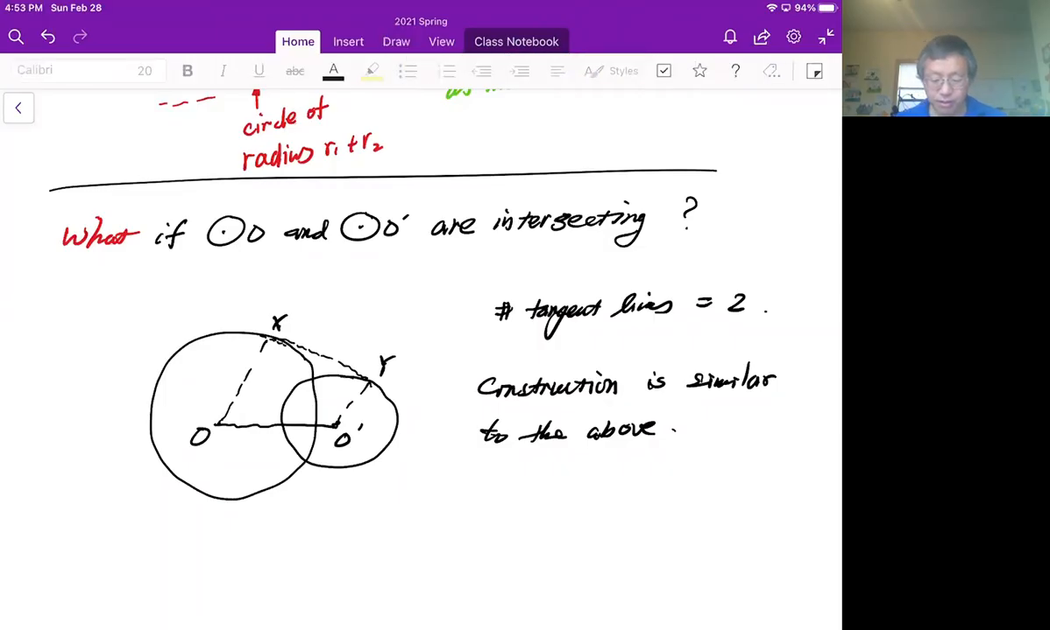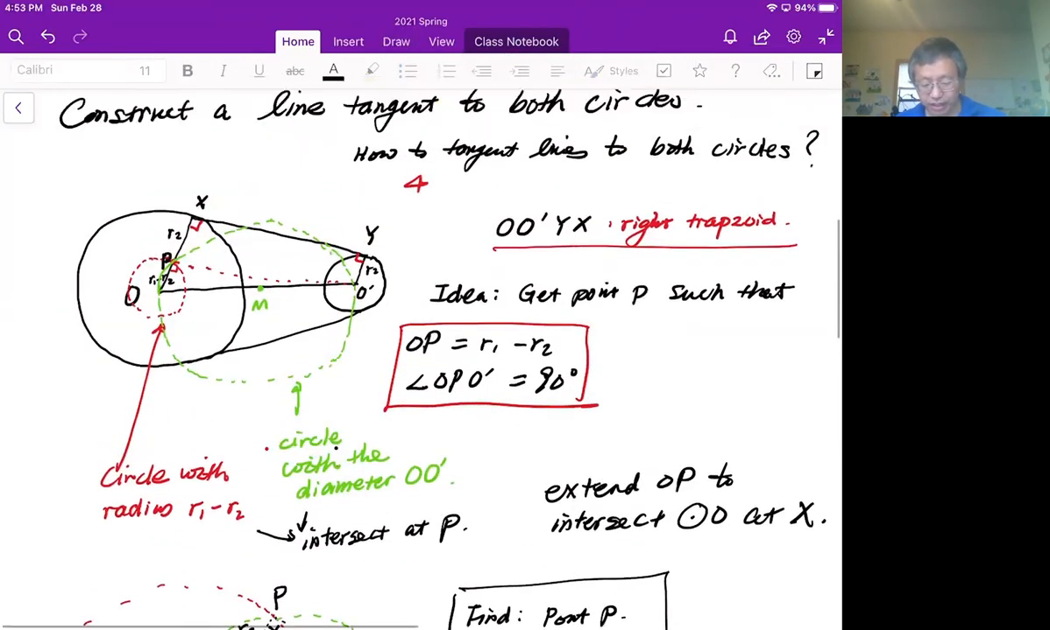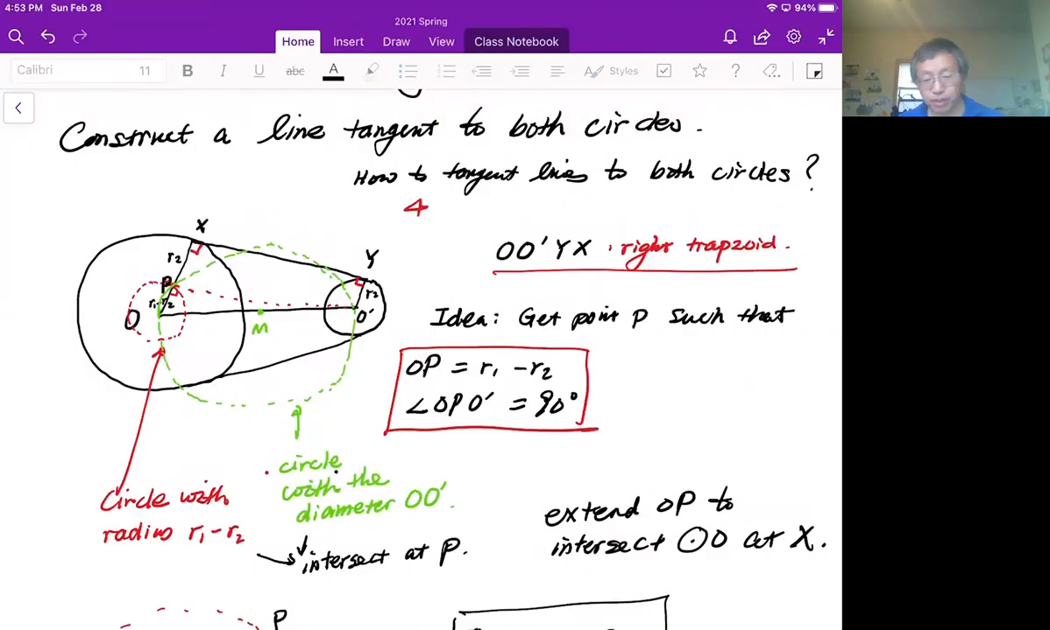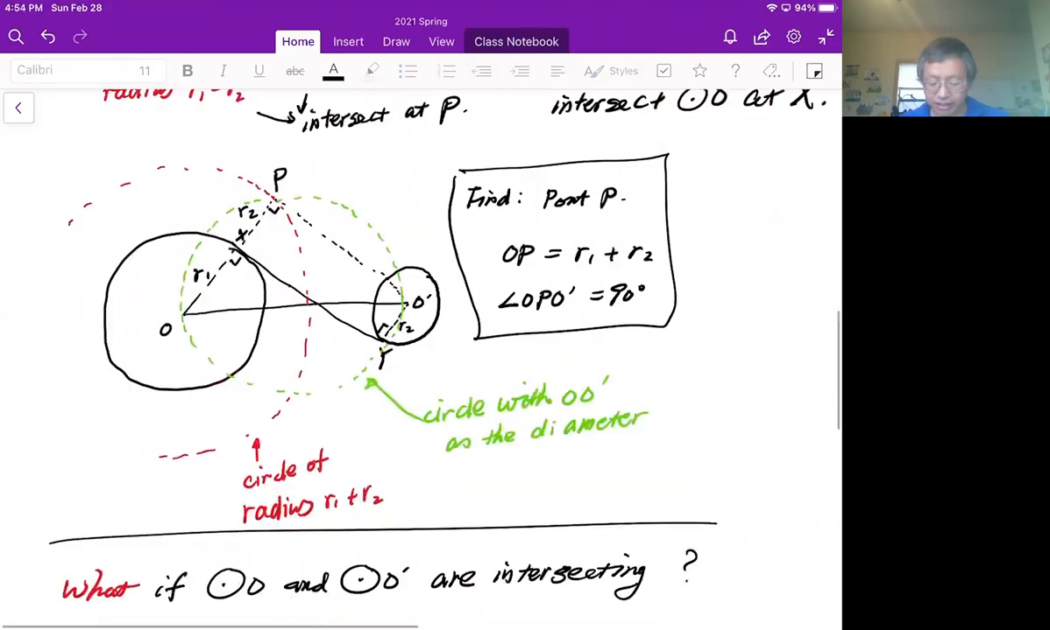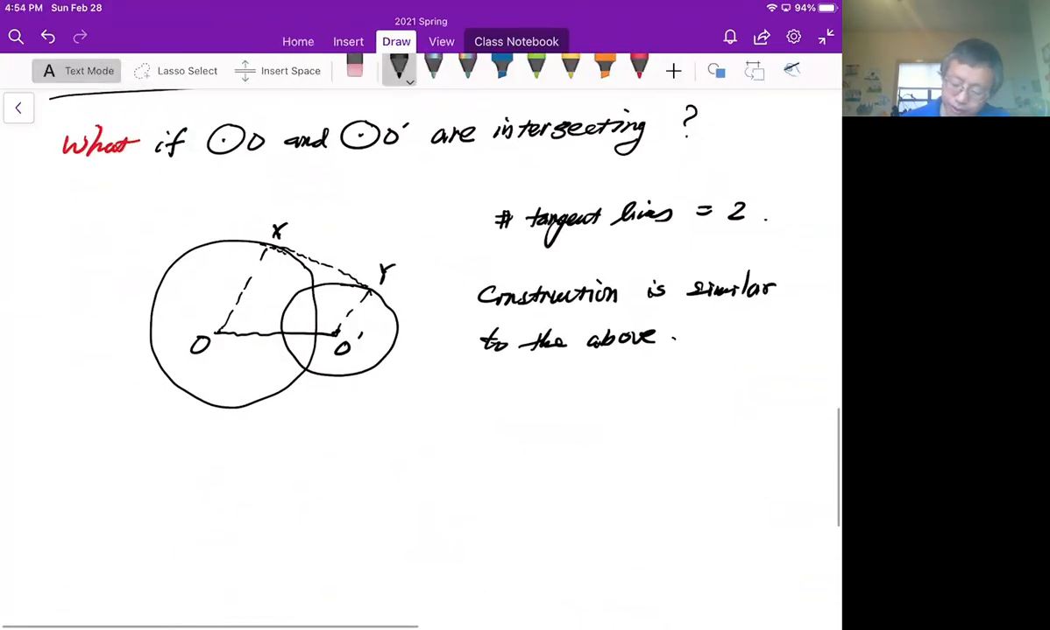If they're the same as before, just like the picture, the previous construction is still working. It doesn't matter whether the two circles are intersecting or not intersecting. It's the same idea. So basically, you're going to find such a P so that this is R2, this is R2, and this is just R1 minus R2.